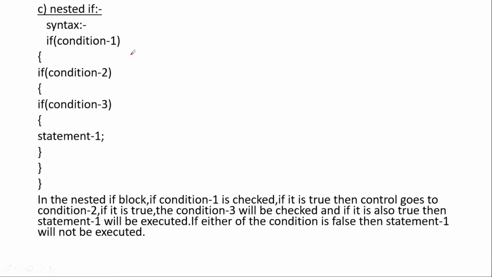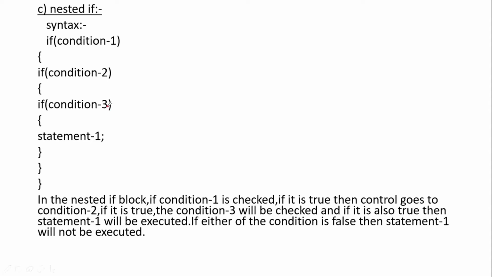Now the next one is nested if. The syntax of nested if is: if condition 1, if condition 2, if condition 3, statement 1. So now what does this nested if mean? In the nested if block, first condition 1 is checked. If this condition 1 is true, then the control will go to the second if statement, and if this second if statement is also true, then the control will come to the third condition.